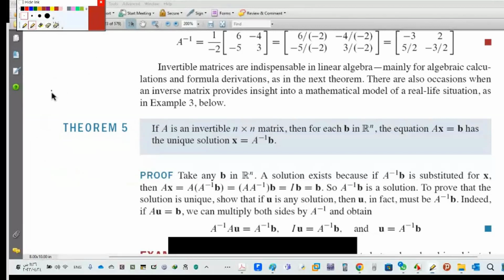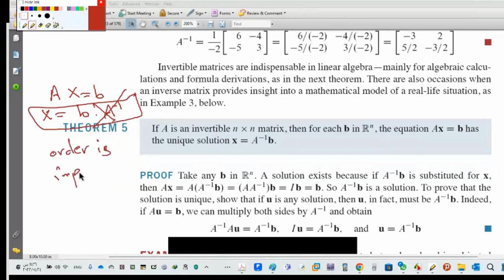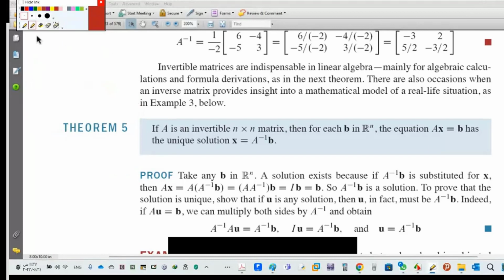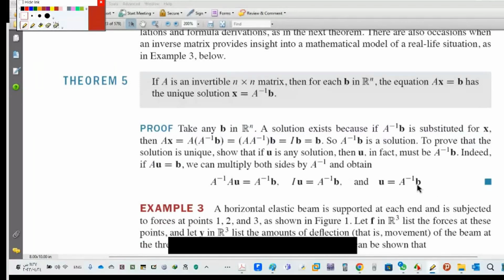Can I write, take AX equal B, can I write X equal B A minus 1? No. Order is important. You cannot flip. Clear? There is no flip in matrix order. So if it's AX equal B, X equal A minus 1 with B. Take care for this. Many mistakes came from here. A minus 1 with B, no flip. See your book. A minus 1 with B.